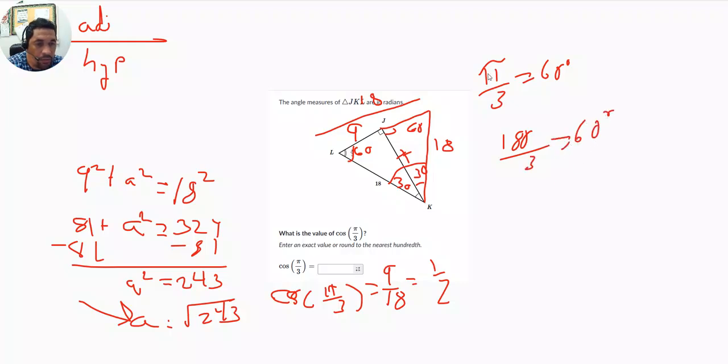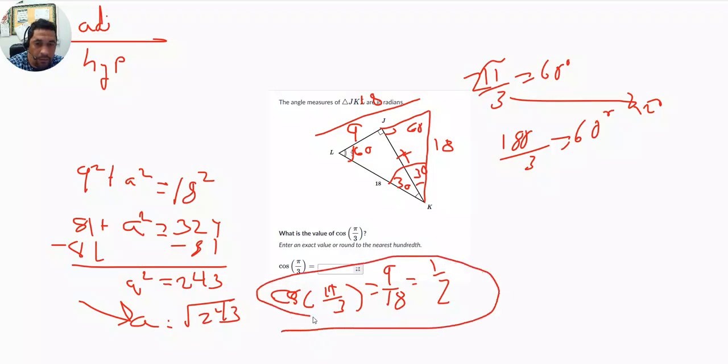So whatever that radian is, you just divide 180 by that denominator, unless there's some other number beside it, for example 2/3 pi. Then you do 180 divided by 3 and times it by 2, which is really 120. But that's all, folks. Cosine of pi over 3 is a half.